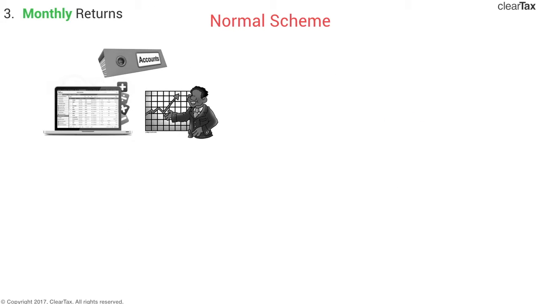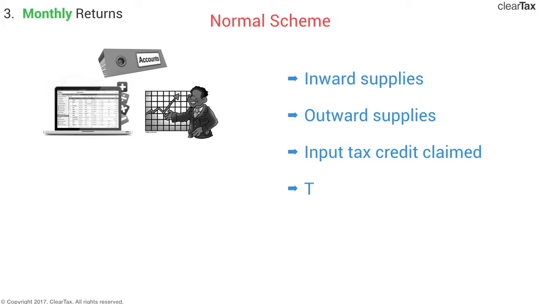Third is the monthly return. In monthly returns, you'll have to add up the details of inward and outward supply. You'll have to give details of input tax credit claimed. You'll have to give tax payable and tax paid details. Not only this, you will have to match reversals and reclaim of input tax credit and output tax liability. Imagine if you are below 50 lakh, but your number of transactions is huge in a day or in a month, then this would be a problem for you. You'll have to track all of these details for each and every transaction you enter.